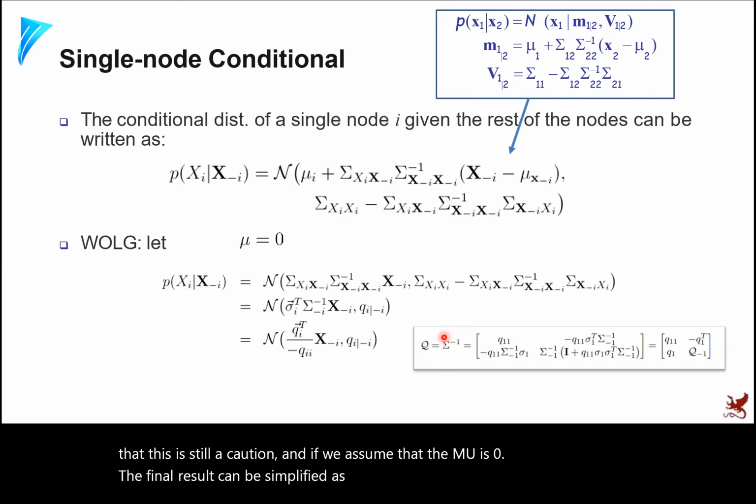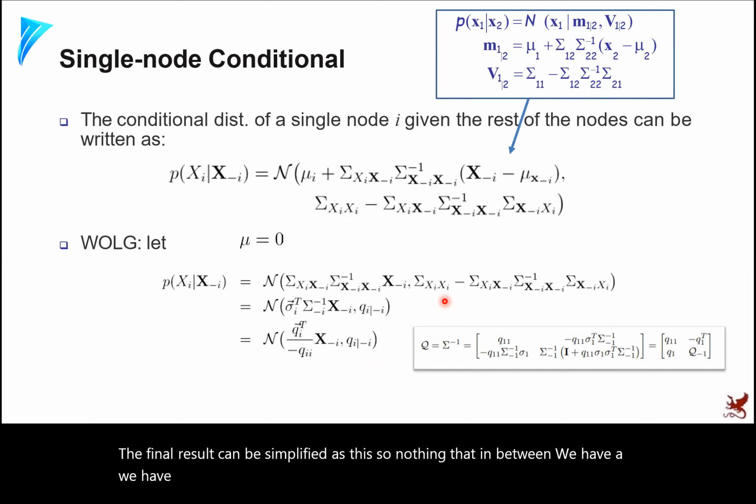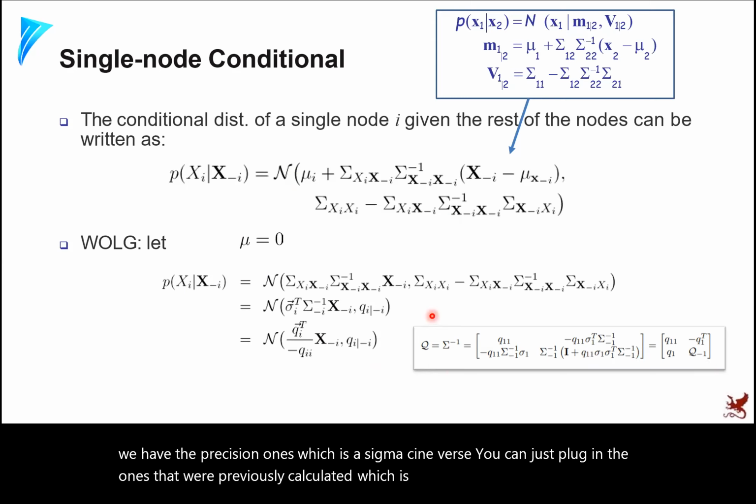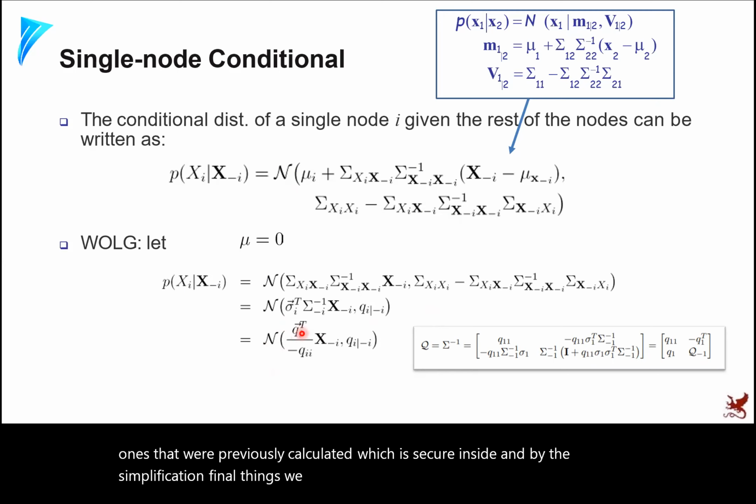So notice that in between we have the precision ones, which is sigma's inverse. You can just plug in the ones that we previously calculated, which is a q inside, and by the simplification, the final thing we get is the Gaussian, whose value is proportional to qi's value, with the normalization.